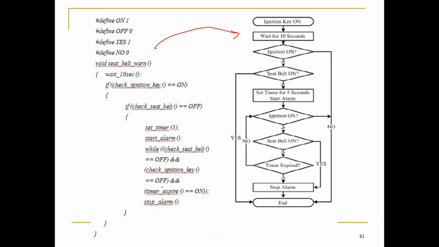If the seat belt is still not on, you set the timer and the alarm for 5 seconds. And after setting that alarm, before turning on that particular timer, you again check whether the ignition key is on. If the ignition key is on, you check whether the seat belt is on. And if the seat belt is not on, then you check whether the timer has expired. If the timer has not expired, you go on checking the things for every decrement in the timer.